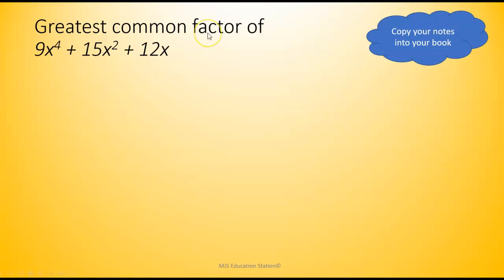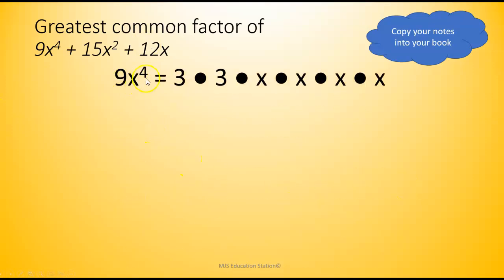All right, the greatest common factor. What we're going to do is figure out, this first term, 9 times x to the fourth, what does that really look like? If we write that out in expanded form, 9 as a prime factorization is 3 times 3. So that's going to take care of our 9. X to the fourth means we have x times x times x times x, 4 times.